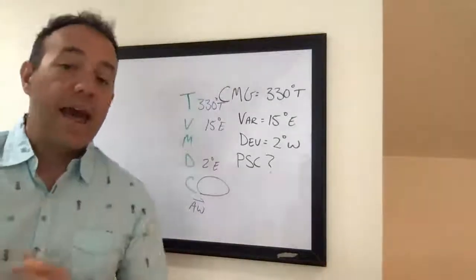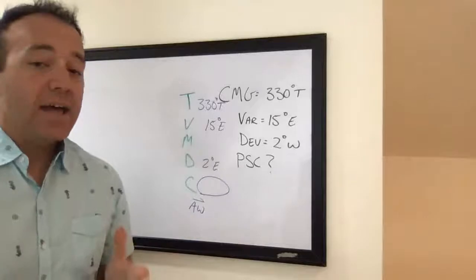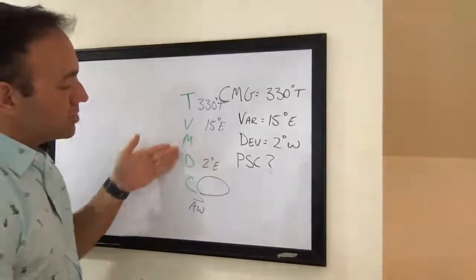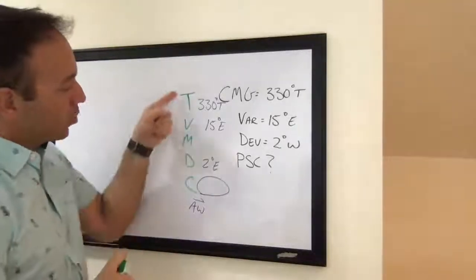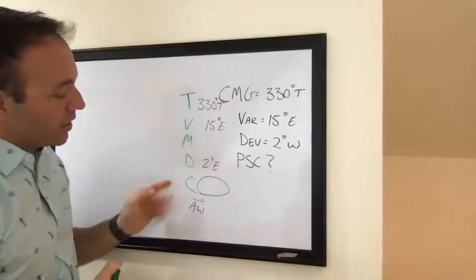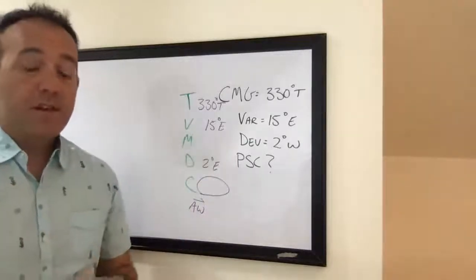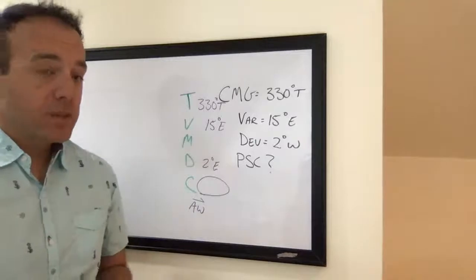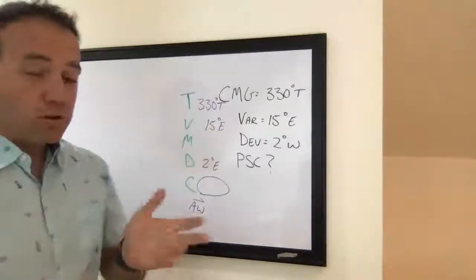What's this AW at the end? It means add west. So if you're going to use this tool or this memory aid and you're working in this direction downward, you need to add everything that's west and therefore subtract everything that's east. You could also work in an opposite direction. We'll get to that in a minute.